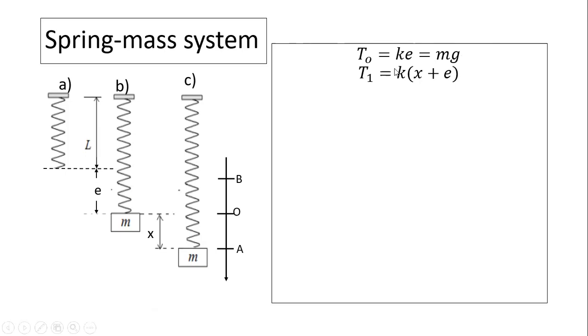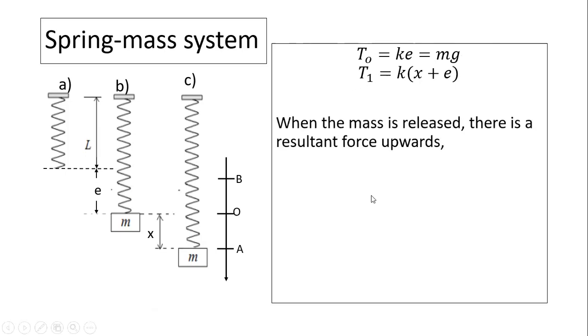Okay, we got T1, we got T0, and we want to find the resultant force. When the mass is released at this point, remember we pull it down from the rest position, so now there's going to be a resultant force upwards. Put an arrow that shows it's going upwards there. So the resultant force is T1 minus T0.